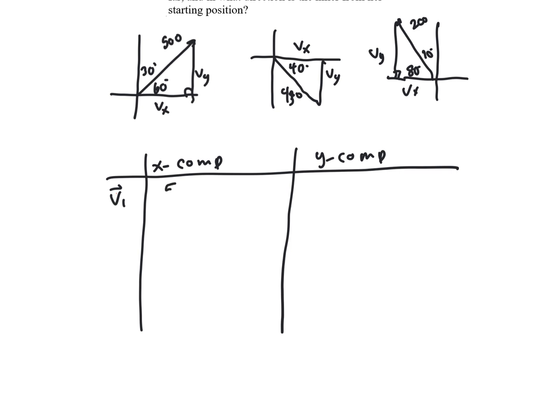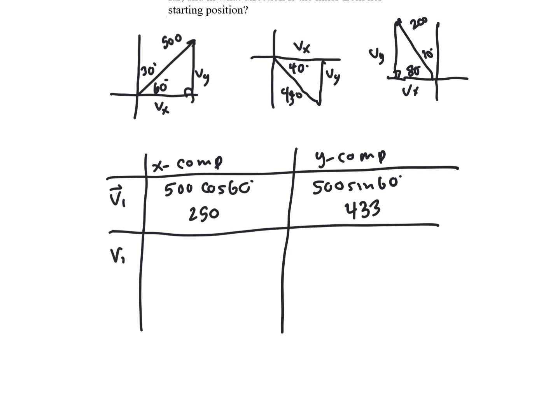So vector 1 is traveling 500 meters cosine of 60, and 500 meters sine of 60, both positive because they're going right and up. So we'll do that calculation. The second leg of the trip, we'll call that vector 2. That one's traveling 430 at a 40-degree angle. It is going right, so positive, and it's going down, so negative.